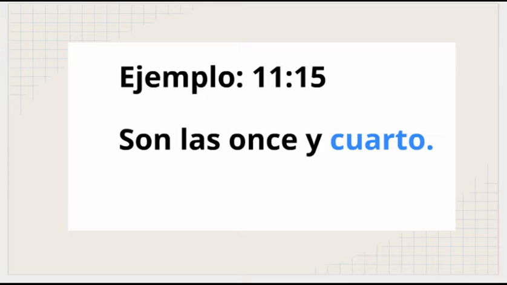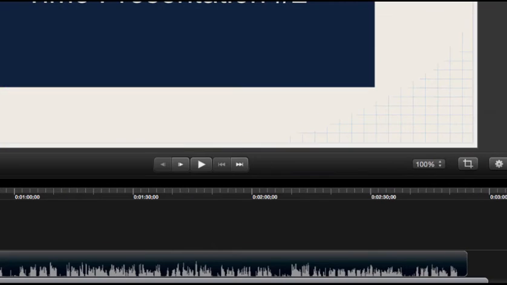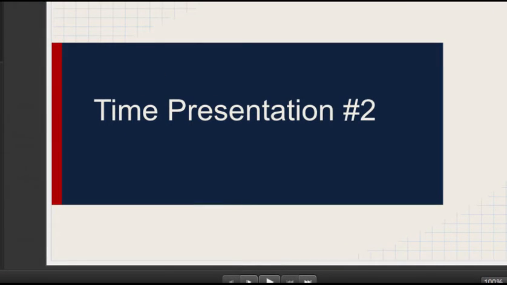Now, if you're using your logic, quarter after is 15 minutes past the hour. Quarter to is 15 minutes prior to the hour or before the hour. So we're talking about 45. So if it is 7:45, it's quarter to 8. You might not talk like this, but it's a good idea to know what it means.